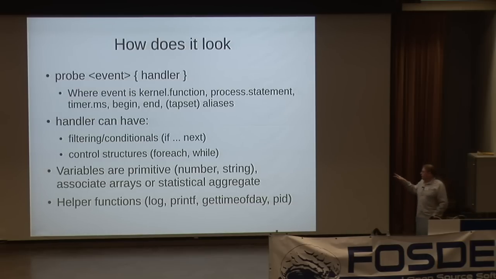And there are three kinds of variables. So you have primitives, numbers, strings. You have associative arrays and statistical aggregates, where you can store values, and you can get the count, the sum, the average, the maximum, the minimum out of it. And of course, there are some helper functions for actually logging something, printing, getting the time, what is the current process, that kind of stuff.